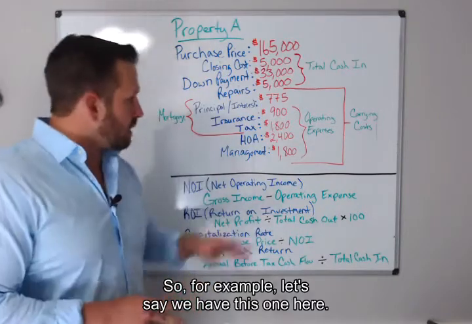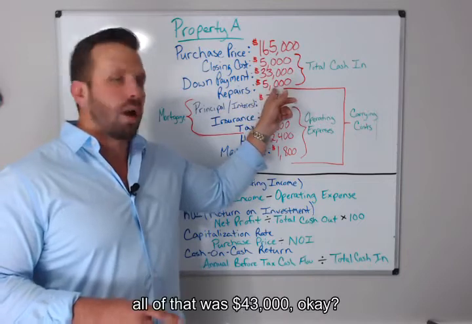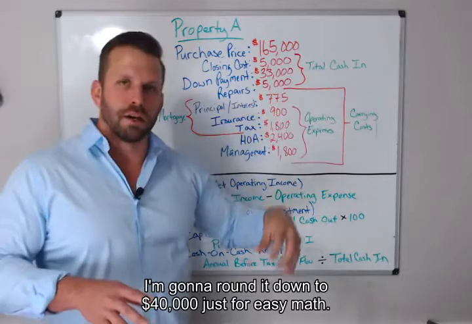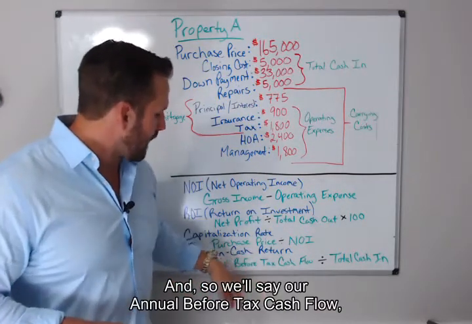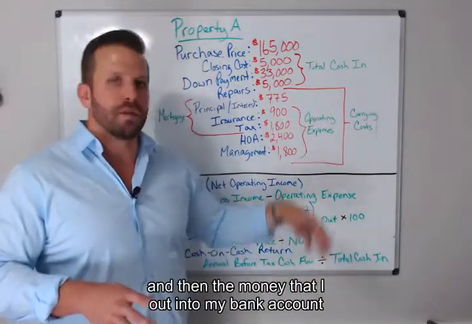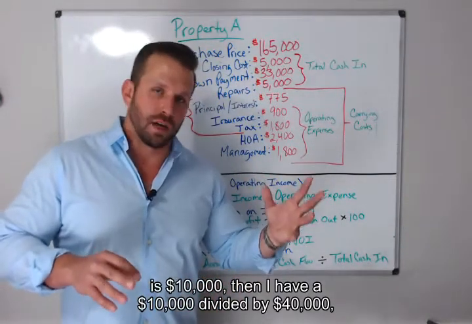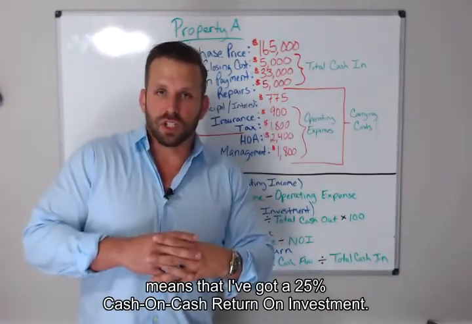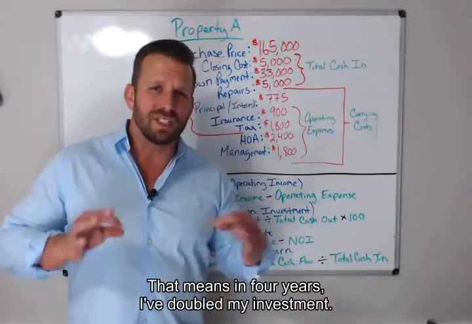Okay. So for example, let's say we have this one here. We have our closing costs, down payment, and repairs. All of that was $43,000. Okay, that is our total cash in. I'm going to round it down to 40,000 just for easy math. And so we'll say our annual before tax cash flow. Say after everything is done, I've paid everyone off, and then the money that I put into my bank account is $10,000. Then I have a 10,000 divided by 40 means that I've got a 25% cash on cash return on investment. That's huge. That means that in 4 years, I've doubled my investment.